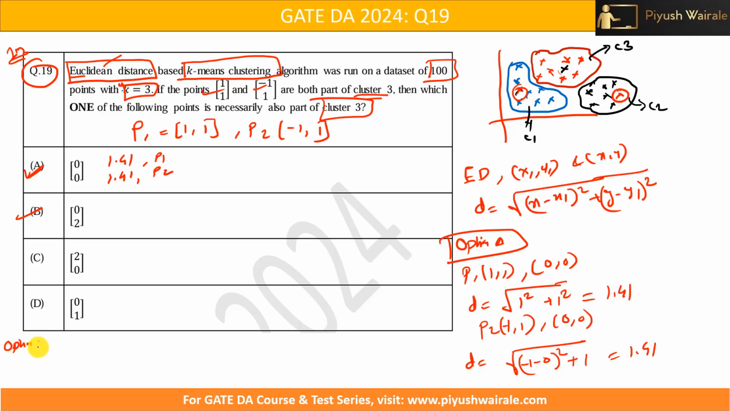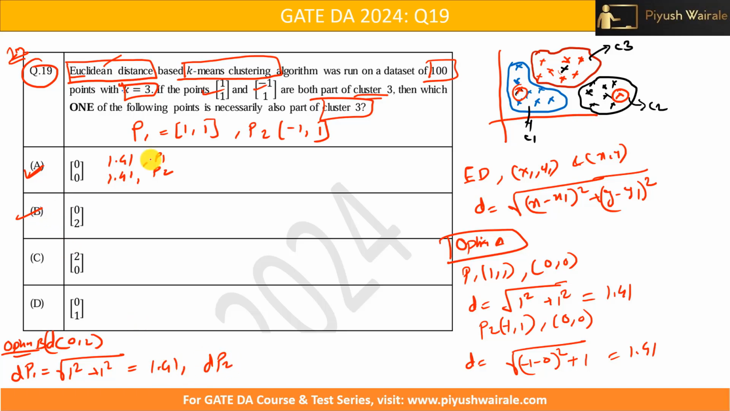Same thing for option B, that is for data point (0,2). Now I will quickly calculate the distance here. For point P1, let's say this is D. So what is dP1? The distance between this point and P1. Same thing: (0 minus 1) square, 1, plus (2 minus 1), that is 1, square, that is what? 1.41.